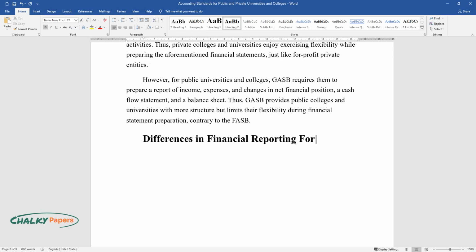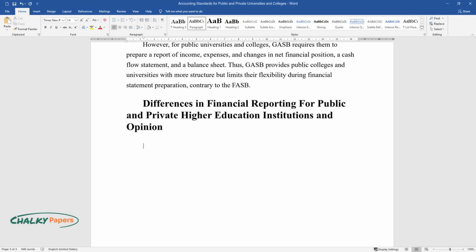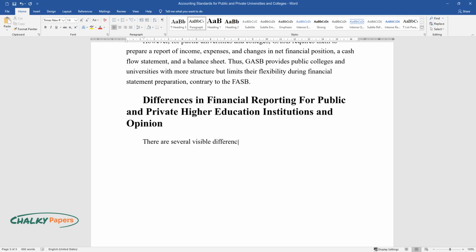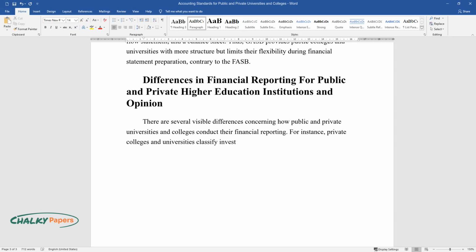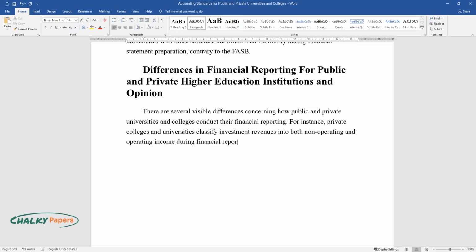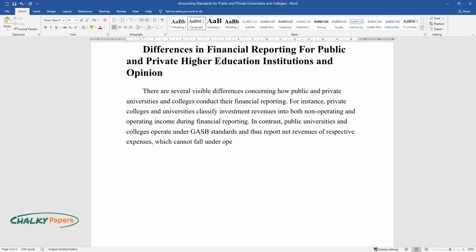Differences in financial reporting for public and private higher education institutions and opinion. There are several visible differences concerning how public and private universities and colleges conduct their financial reporting. For instance, private colleges and universities classify investment revenues into both non-operating and operating income during financial reporting. In contrast, public universities and colleges operate under GASB standards and thus report net revenues of respective expenses, which cannot fall under operating income unless it comes from student loans.